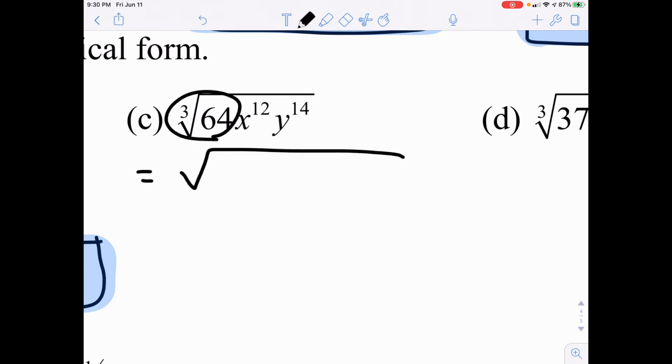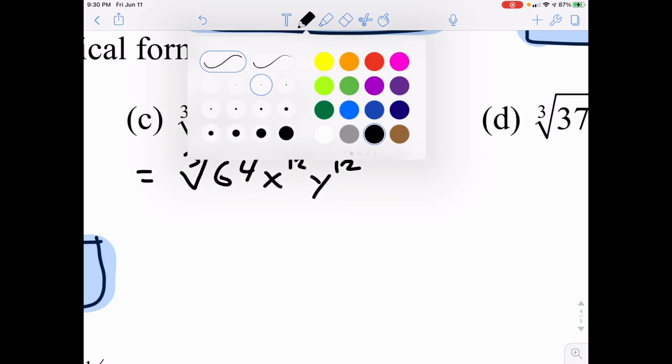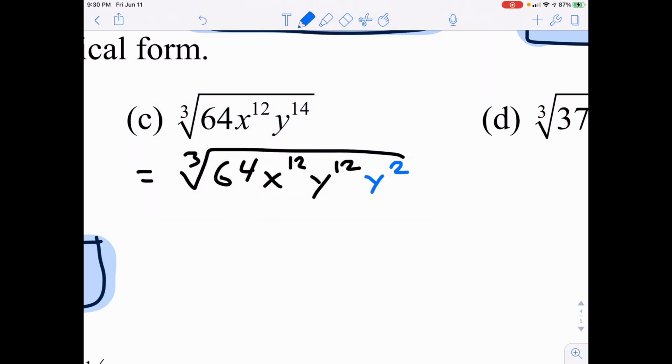We can already take the cube root of 64, so I'm going to leave that there. I can take the cube root of x to the 12th because 3 is divisible into 12. I cannot take the cube root of y to the 14th power, so I'm going to break that up into y to the 12 times y squared.